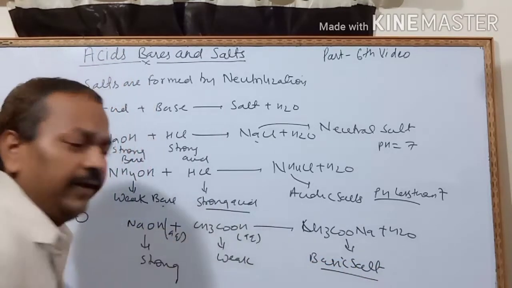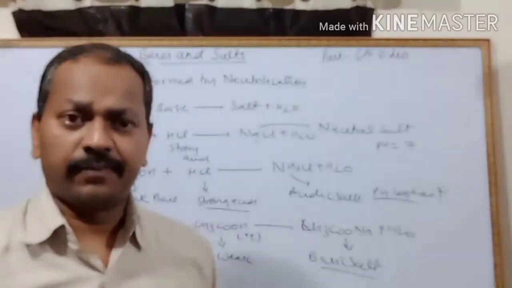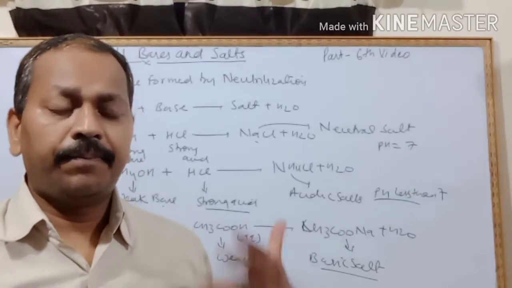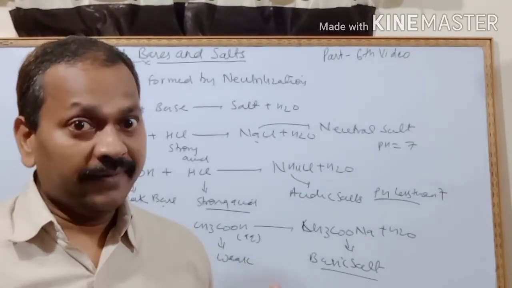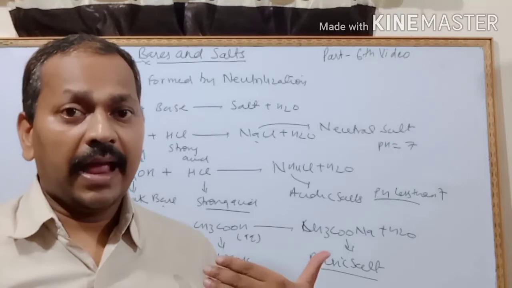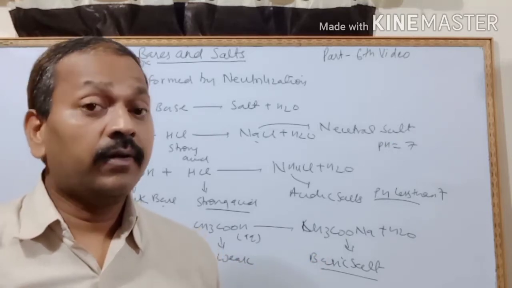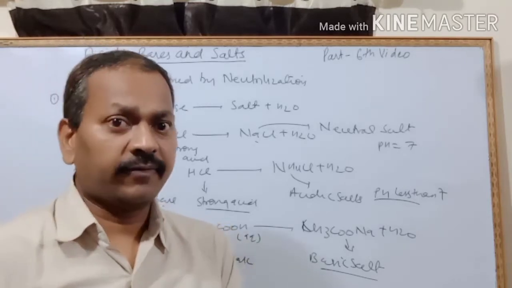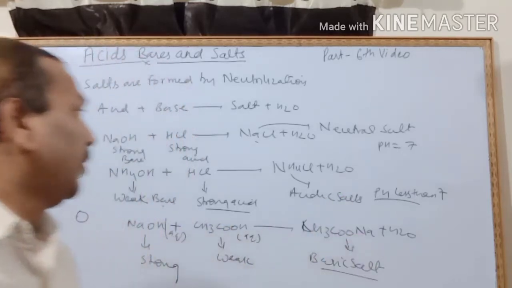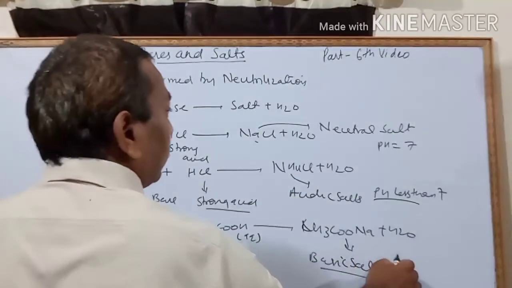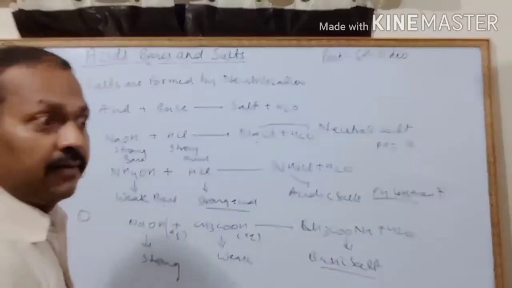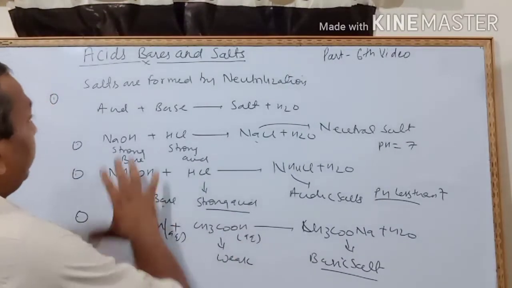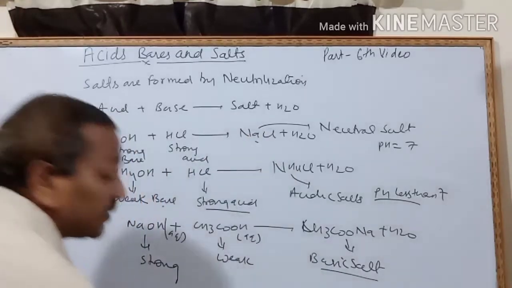So the concept is very simple. If on the reactant side the base is strong, we get a basic salt; if the acid is strong, an acidic salt; if both are strong, a neutral salt. The pH value of this solution will be greater than 7. Alright, this is the concept, this is how salts are prepared.